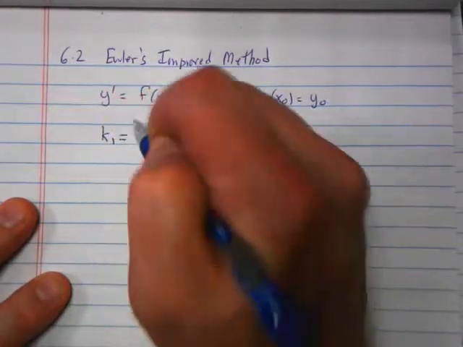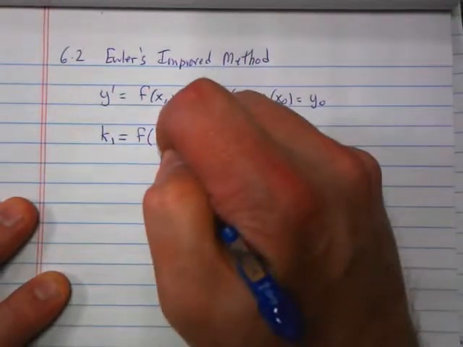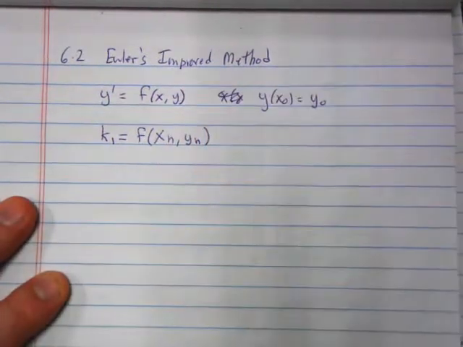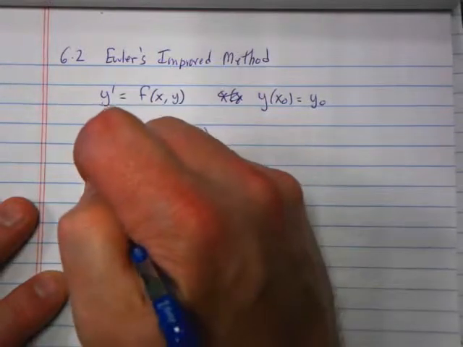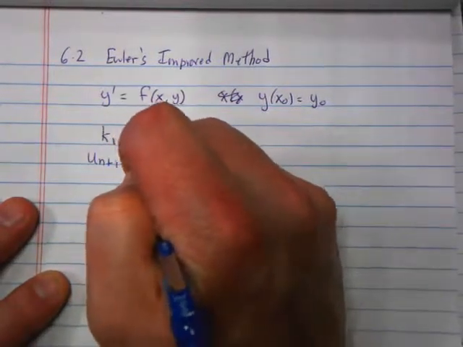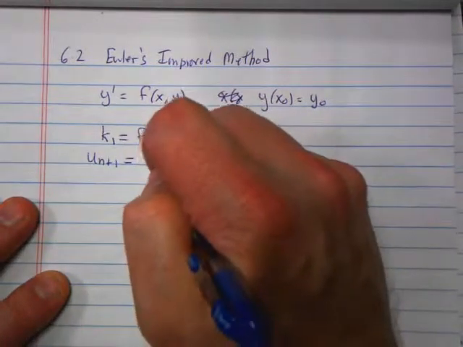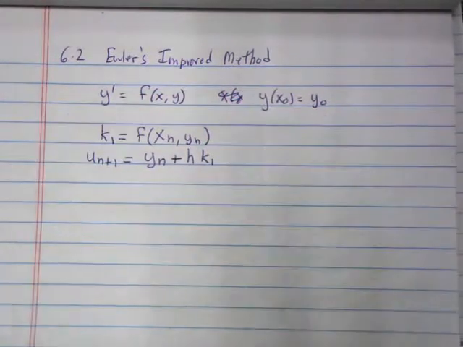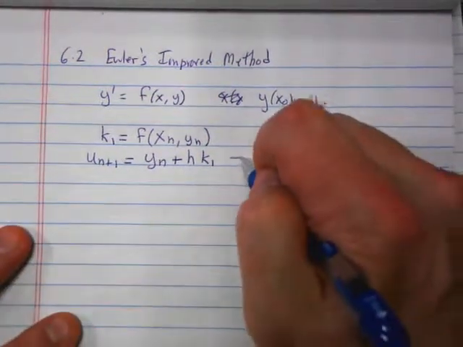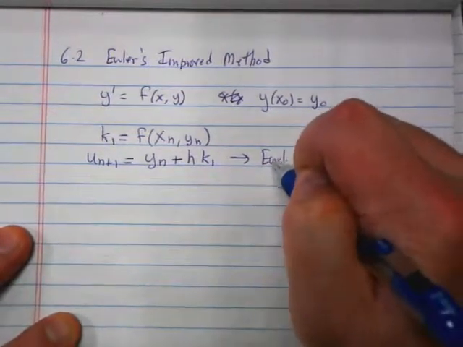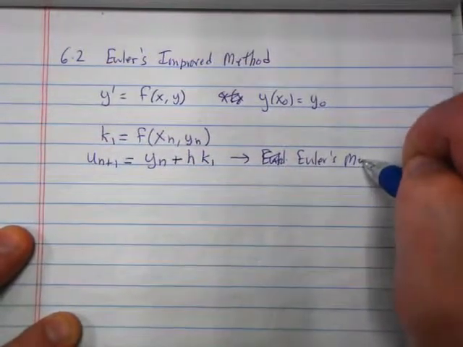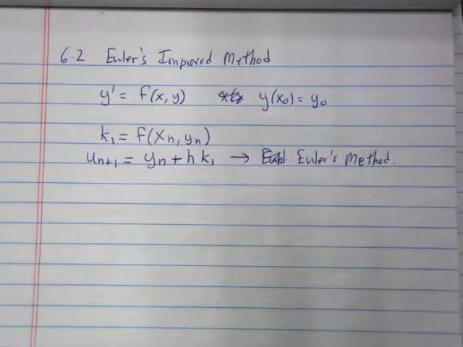You compute K1. K1 is f at your current x and y value. Then you create this thing called u sub n plus 1. U sub n plus 1 is y sub n plus hK1. That was your answer from Euler's method. So you just add on. So now we're going to correct it.